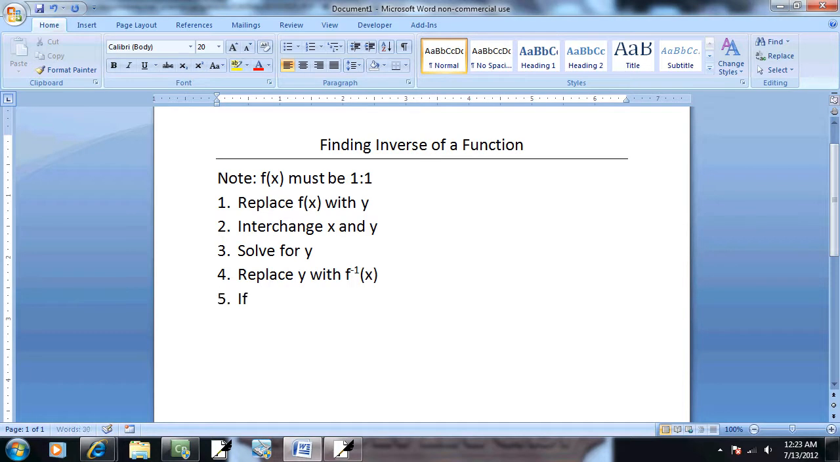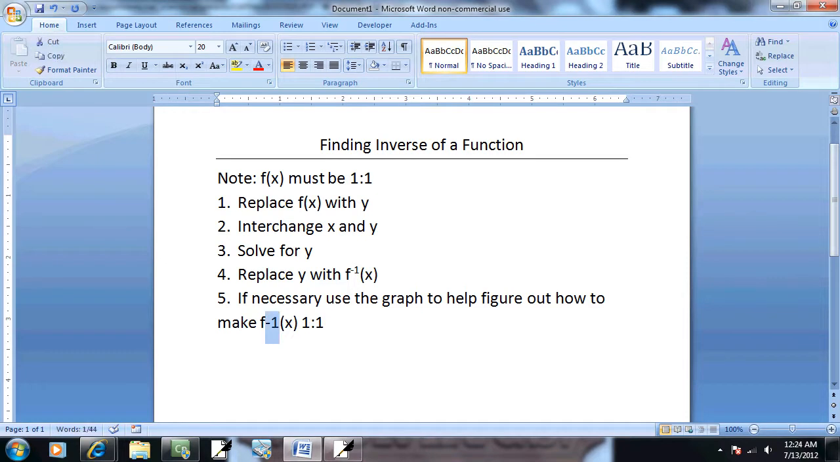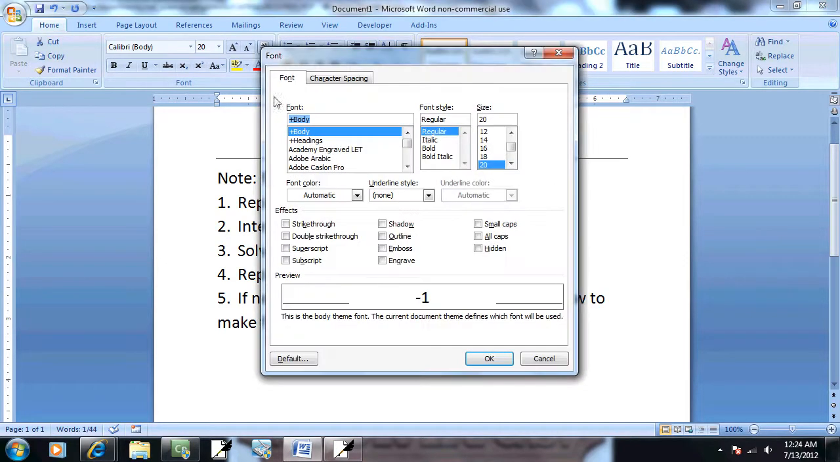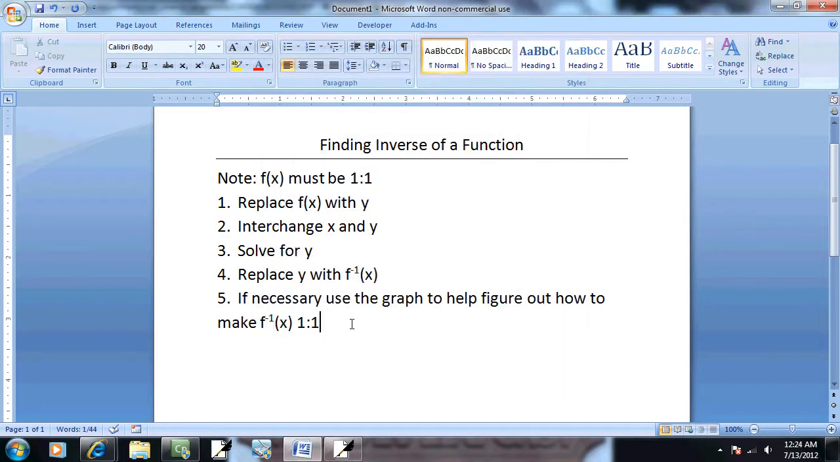And step 5, if necessary, use the graph to help figure out how to make our inverse function 1 to 1. Doubt if you'll ever have to worry about that on the final exam. Those are kind of challenging problems, but I've never seen them on a final exam.